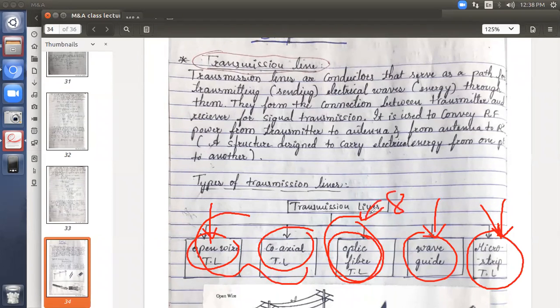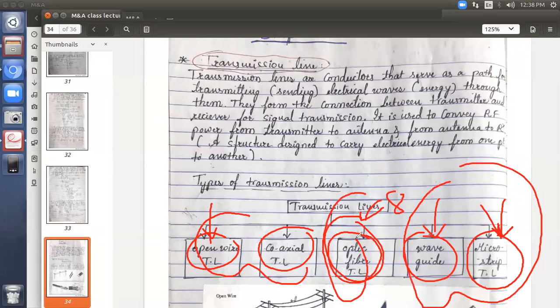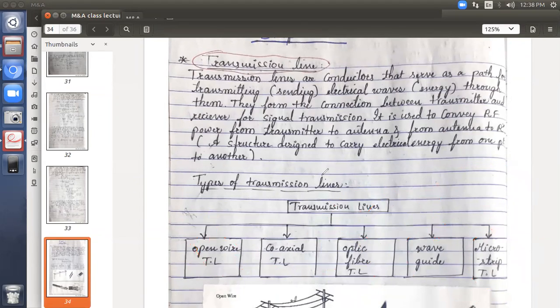So you'll be studying these transmission lines in detail. In microwave and antennas, you'll be studying about these two. In your 8th semester, you'll be studying about optical fiber. I think FON, fiber optic networks. You'll be studying the subject.